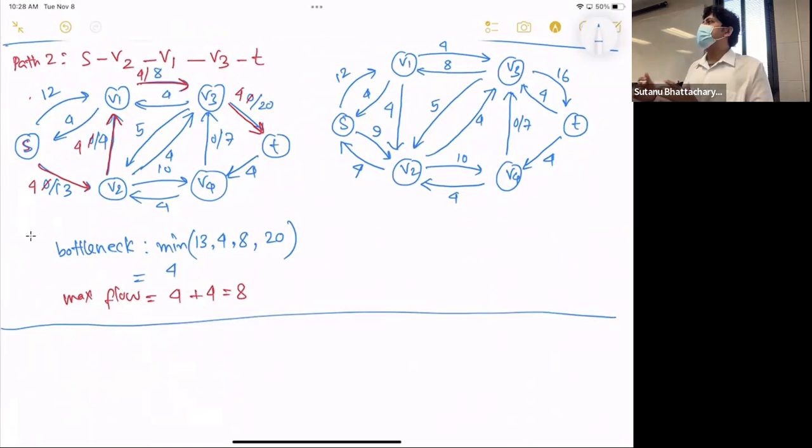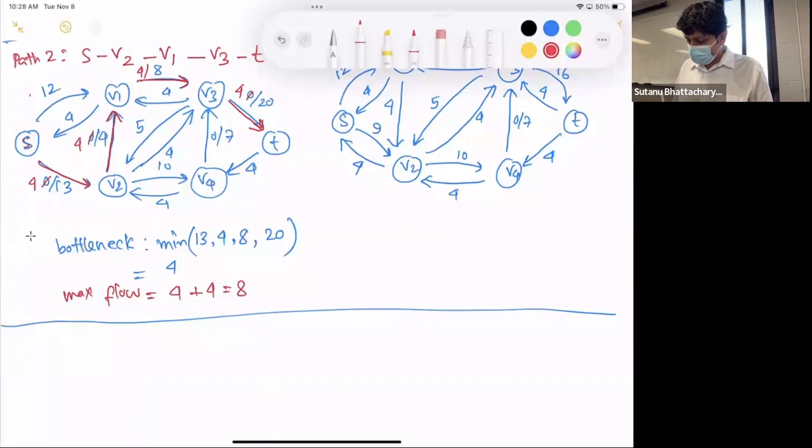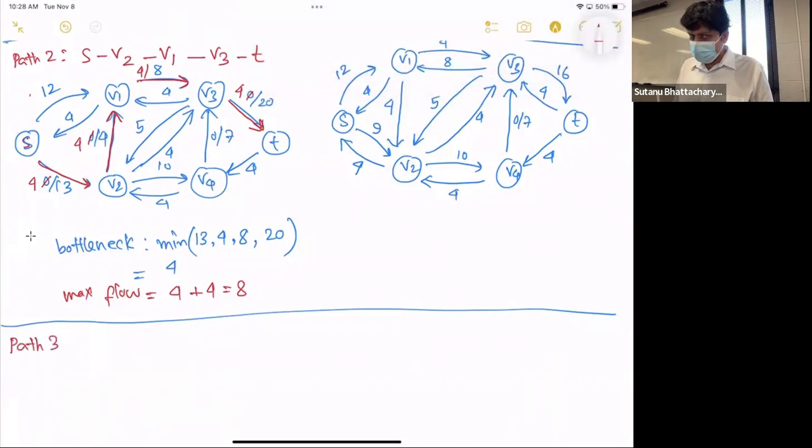We will repeat until we do not get any augmenting path. Until we get an augmenting path means the remaining capacity is more than 0, meaning the forward edge in the residual graph will have capacity more than 0. Until we have that, we need to repeat the same thing. So let's take another augmenting path, path 3. Suppose this is S, V1, V2, V3, T.